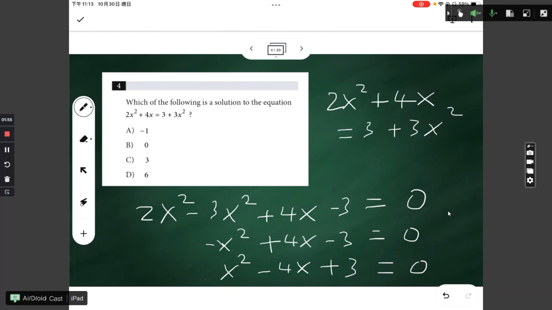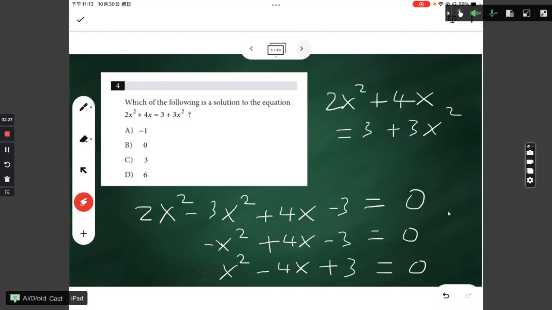-1. So minus x squared times -1 becomes a positive x squared. Plus 4x times -1 becomes negative 4x. Minus 3 times -1 becomes plus 3. And of course, 0 times -1, you still get a 0. So this looks like a quadratic equation that we can solve by factorization. We're going to do that on the next slide.